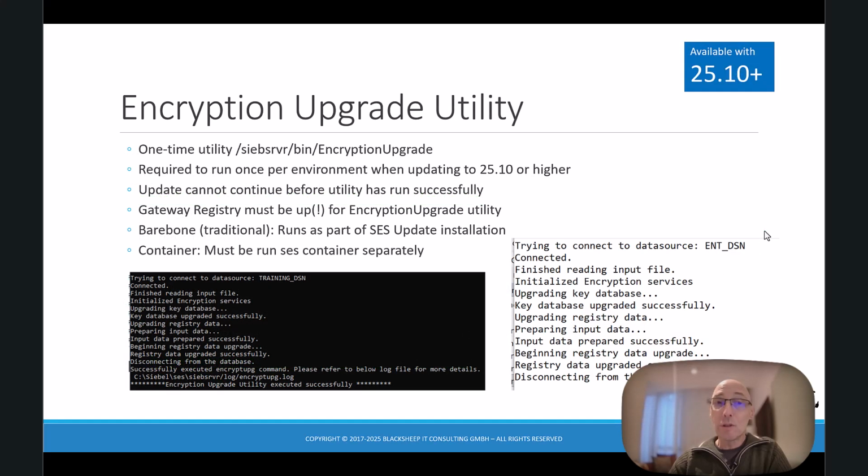The encryption upgrade itself is done by the encryption upgrade utility. So if you run a barebone installation and a barebone update, that is run as part of the SES update. And it might fail or might not. The gateway registry has to be up for the encryption upgrade utility because it accesses that. So if you have a gateway cluster, it's probably fine. You do the rolling update thing, but if you have only a single gateway, you need to turn that on before you run the encryption upgrade utility. You can run it manually.